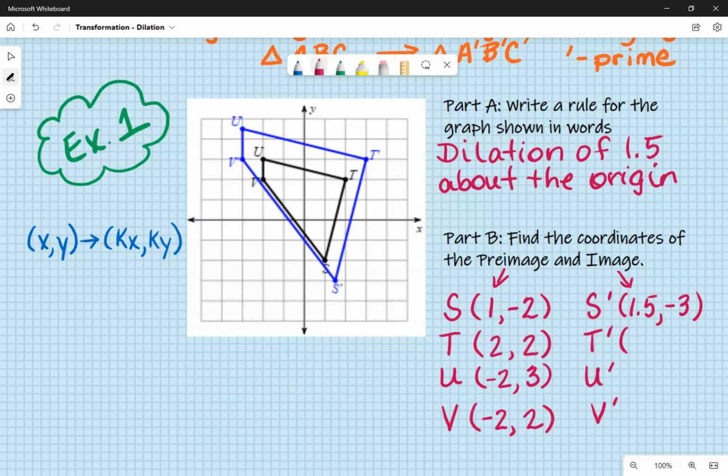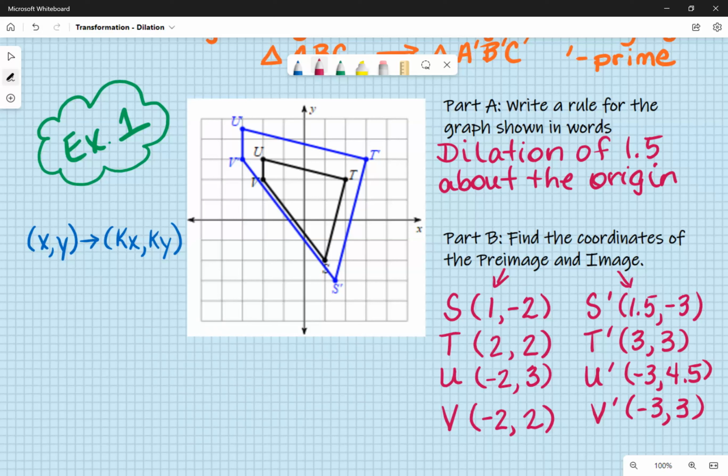So I'm going to do that for both U and V as well. So for my T, we said 3 and 3. U prime, once I do the math there, is -3, 4.5. Let's just count it out. 1, 2, 3. That's -3. 1, 2, 3, 4.5. So that's where that comes from. And then V is the same concept, -3, +3. So that's how you can actually figure out your dilation.